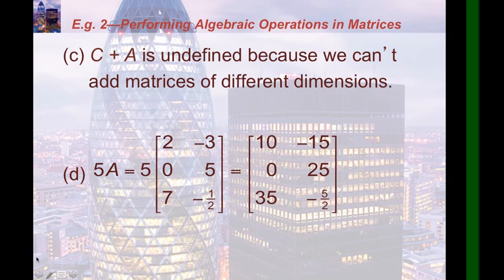Okay, for 5A, this is a scalar multiplication. So this is 5 and then the given matrix. So we have 5 times 2, 10. 5 times negative 3 is negative 15. 5 times 0 is 0. 5 times 5, 25. 5 times 7 is 35. And 5 times negative 1 half is negative 5 over 2. Okay, I hope that's clear.